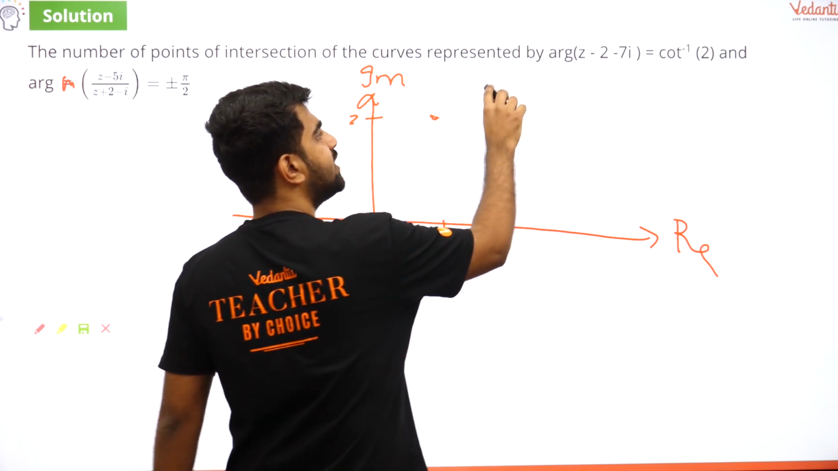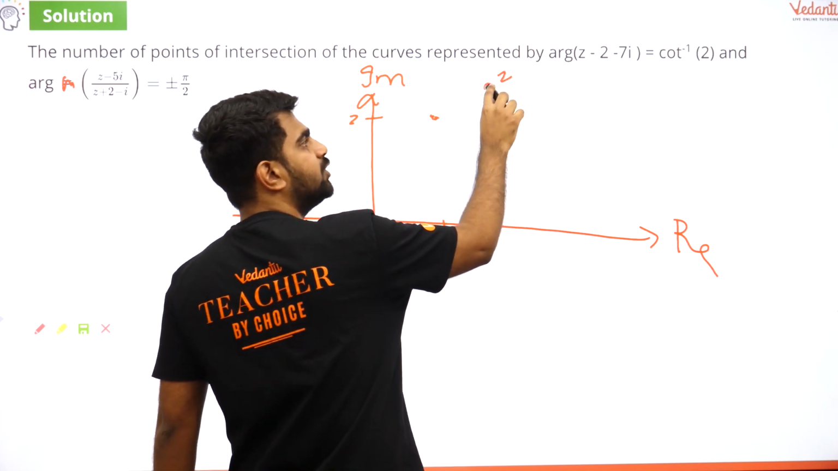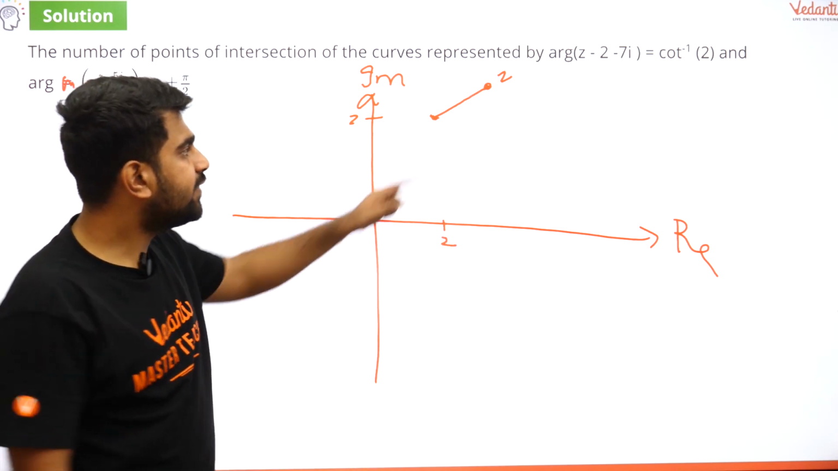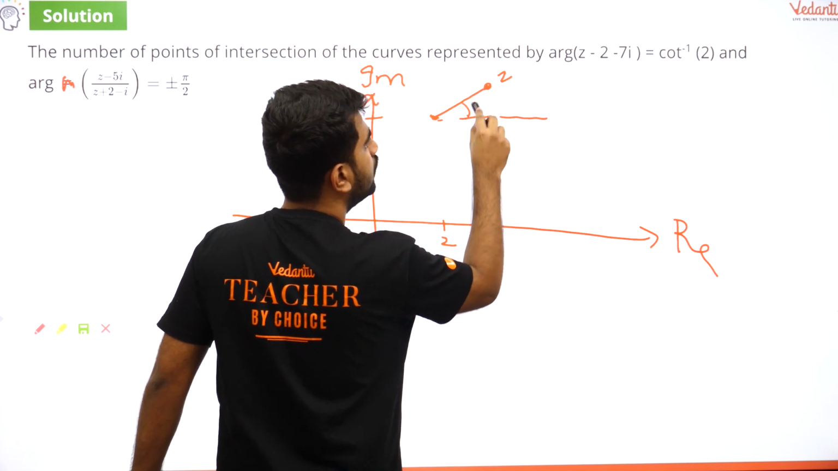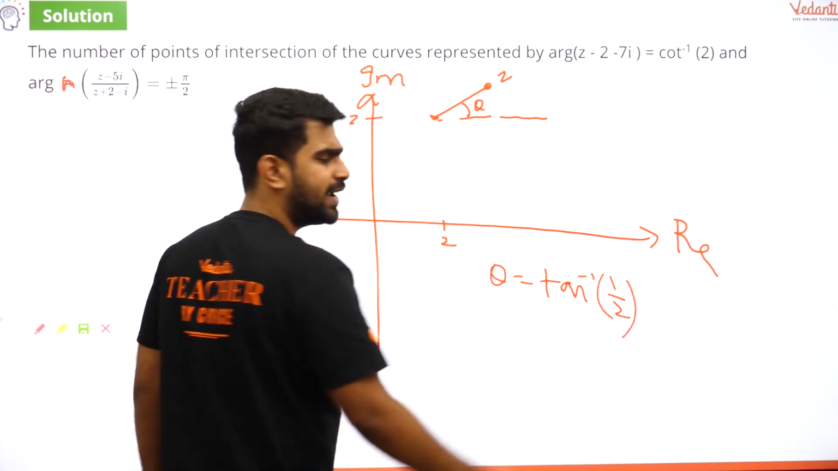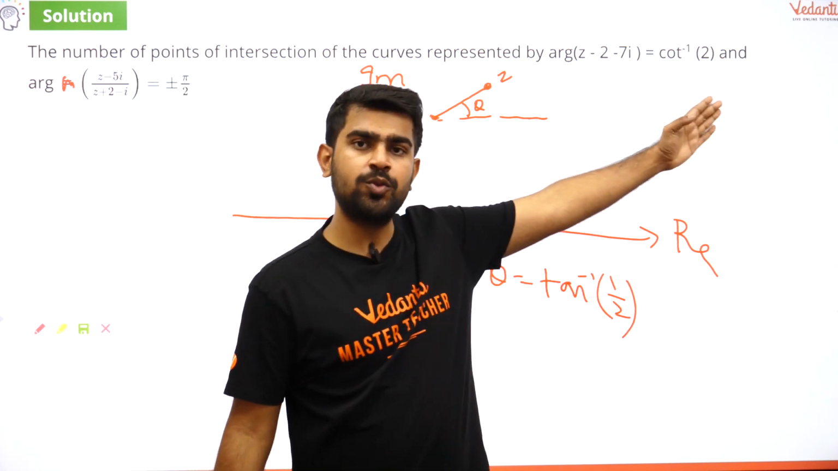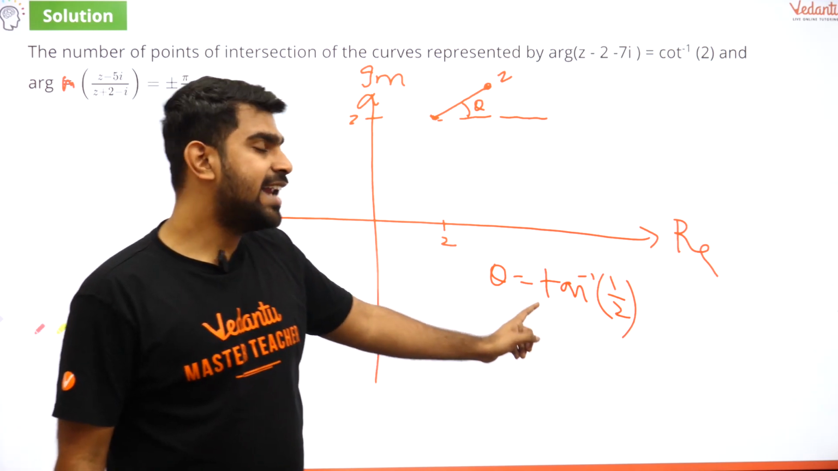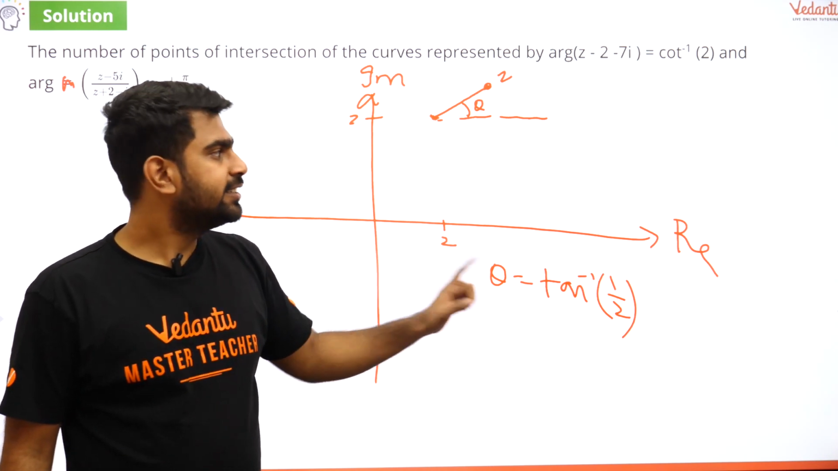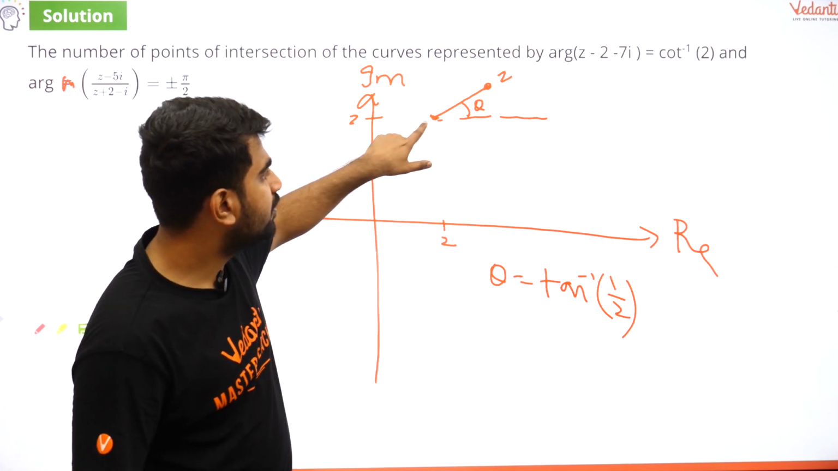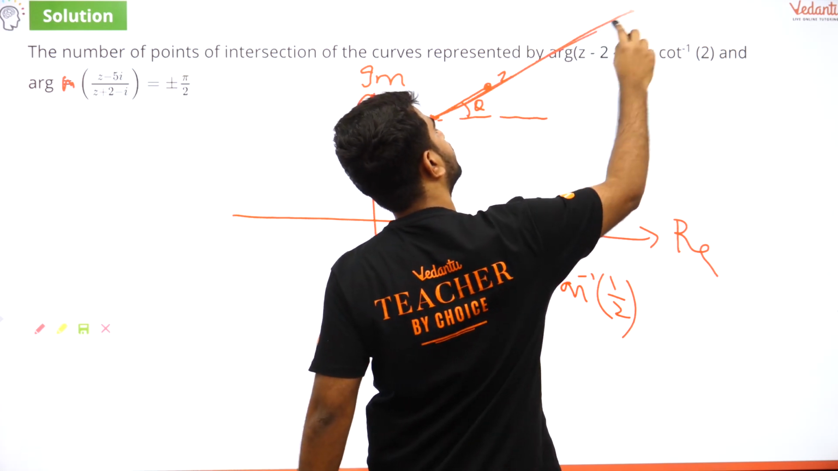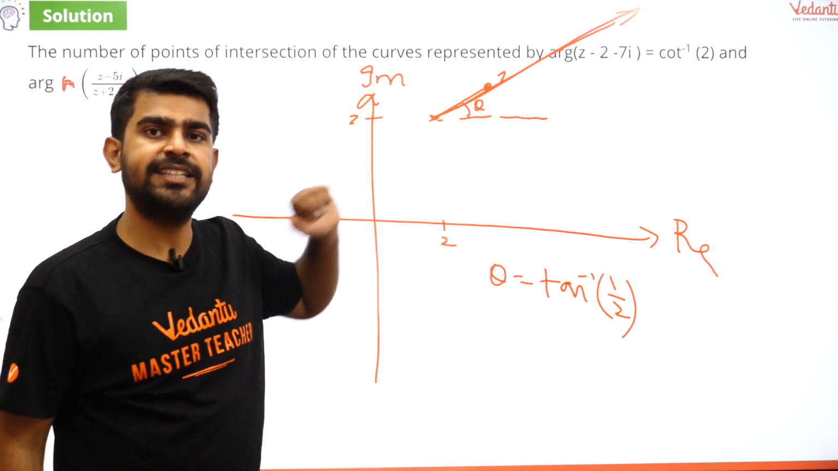So if I take a point z here, when I join this to the point 2 comma 7, that will make an angle theta equal to tan inverse of 1 by 2. Why did I write tan inverse of 1 by 2? Because cot inverse of 2 can be written in this way. Now tan inverse of 1 by 2 is an acute angle. That also matters here. You will see in a while. This is an acute angle, right? So I am drawing it in such a manner. Now whatever point lies on this line will always make the same angle.